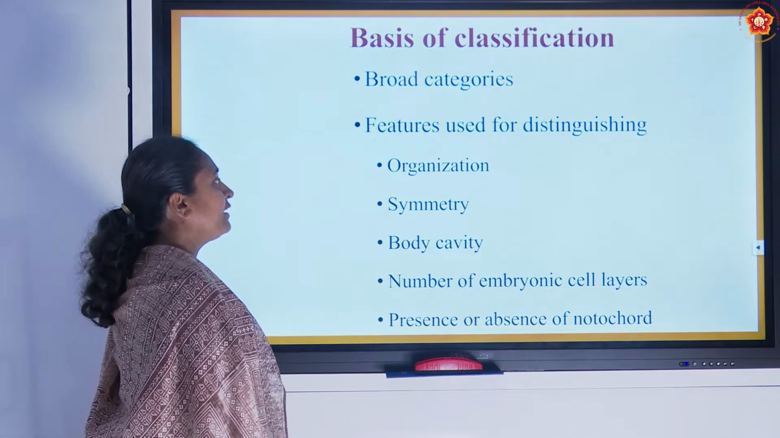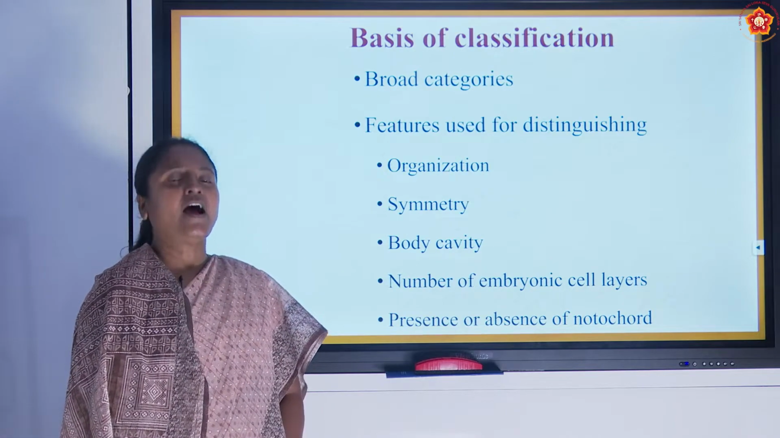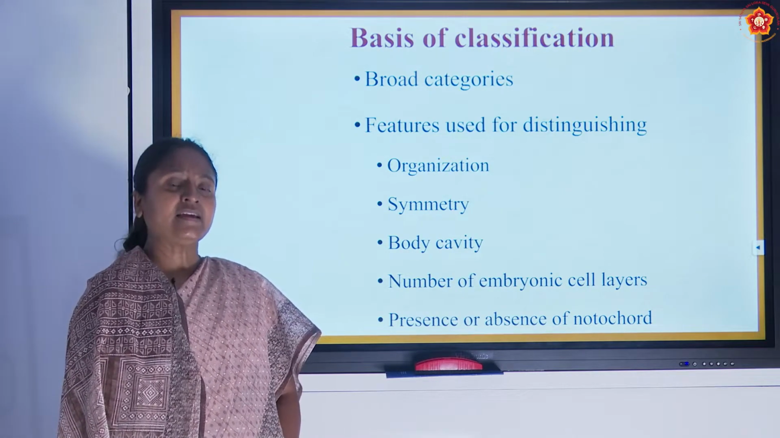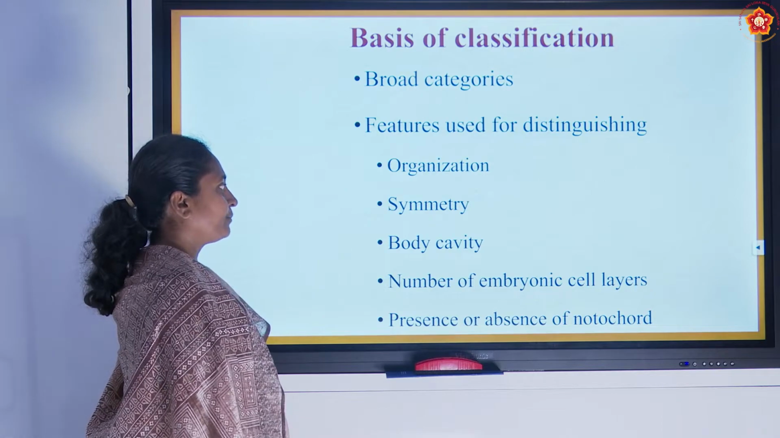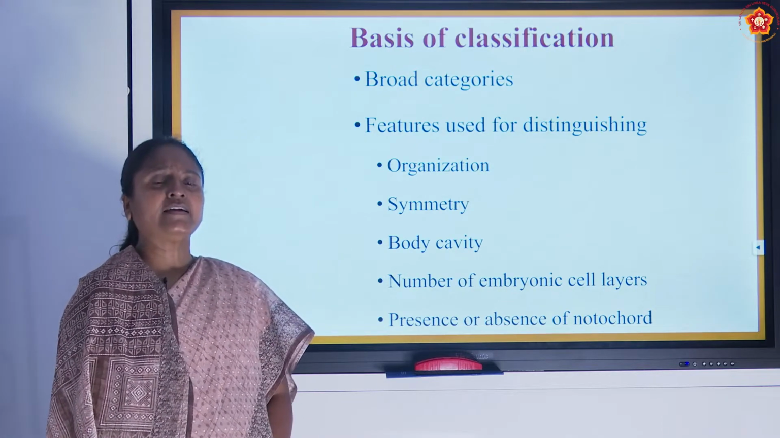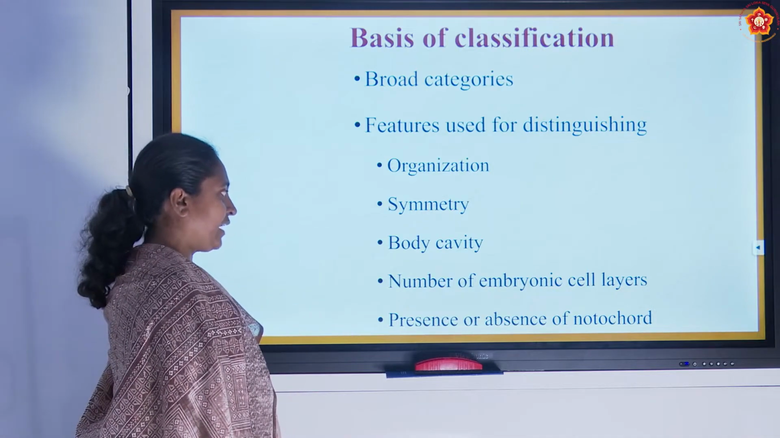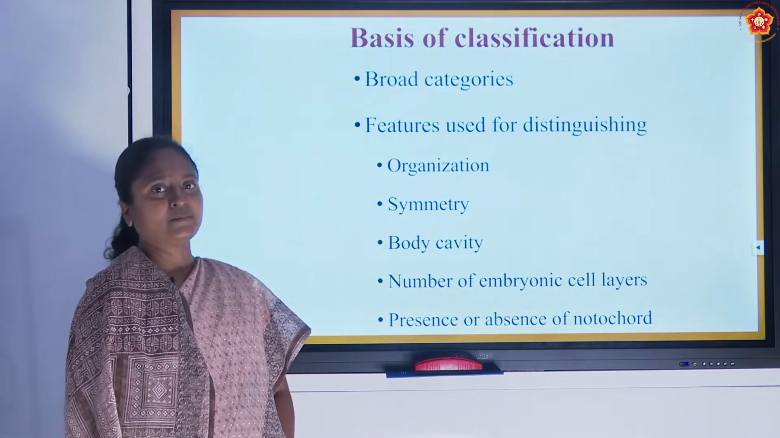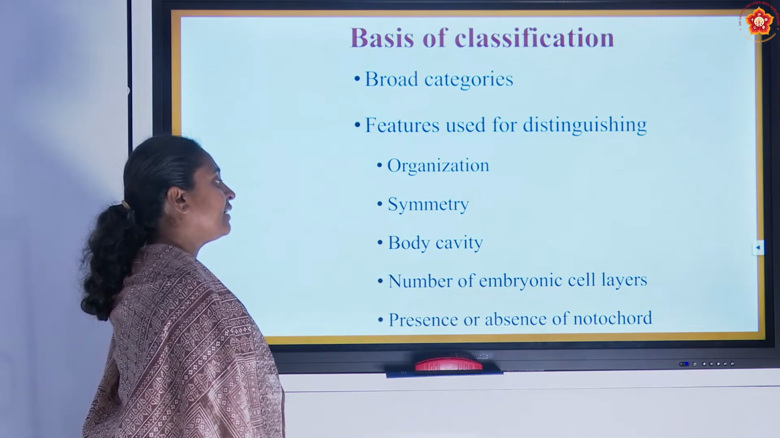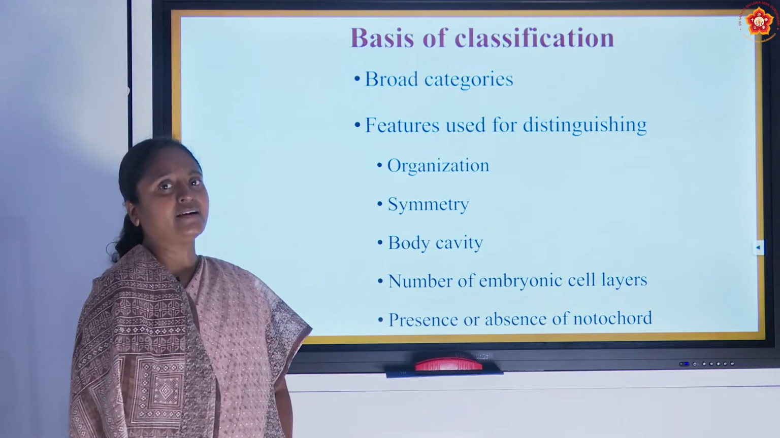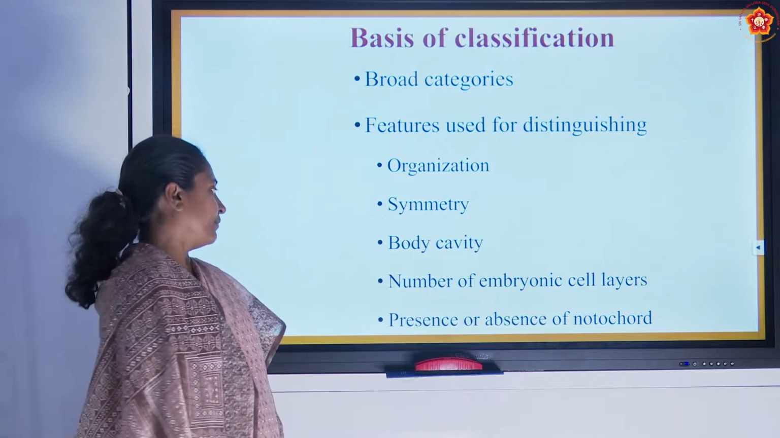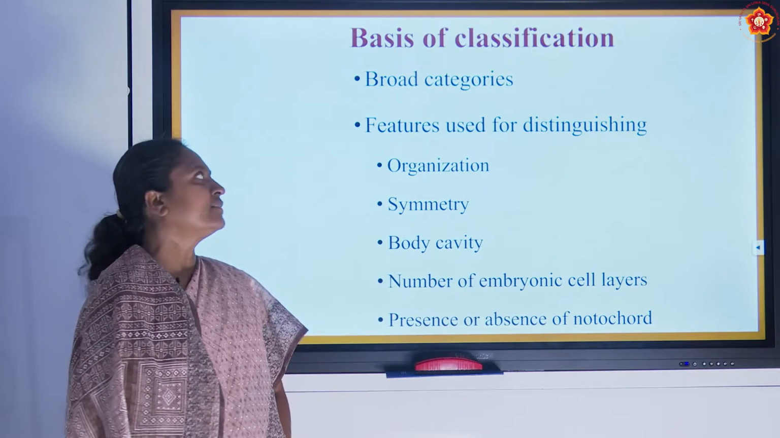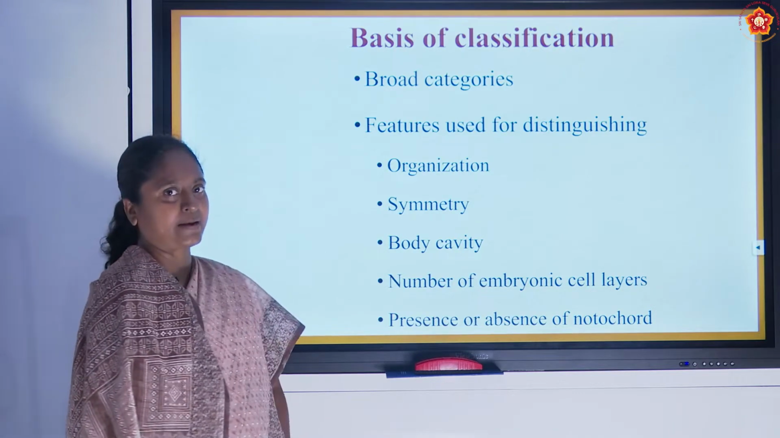Here is the mode of organization: how the cells are organized, how the organisms are doing certain functions. Based on that the organisms can be classified. Next one is symmetry. Symmetry means how we can divide the organism. Next, body cavity: the presence or absence of a body cavity, which sometimes organisms will have. Then, based on the number of embryonic cell layers the organisms have, and the presence or absence of the notochord in the organism. Based on all those characters the organisms can be classified.